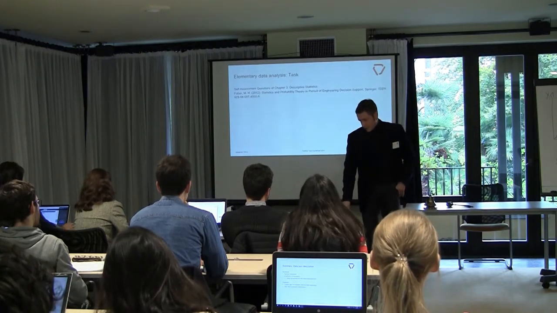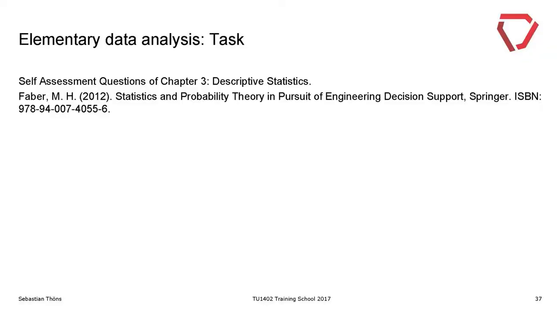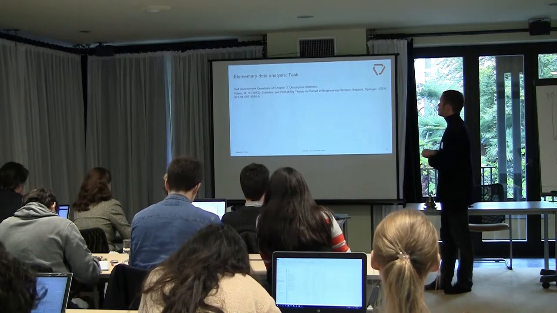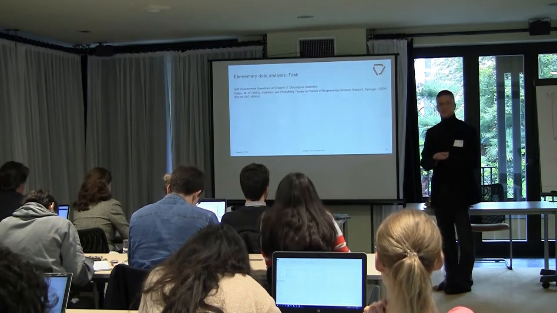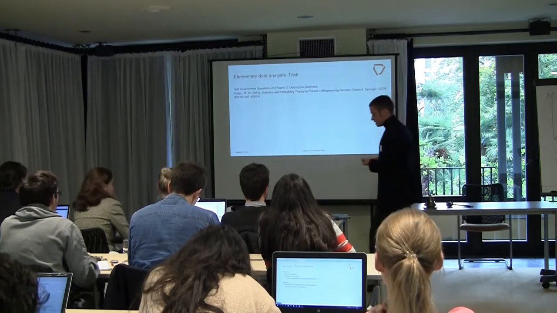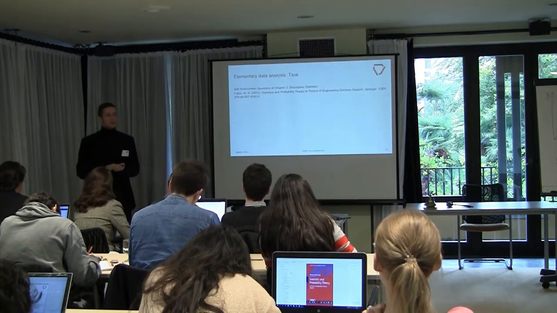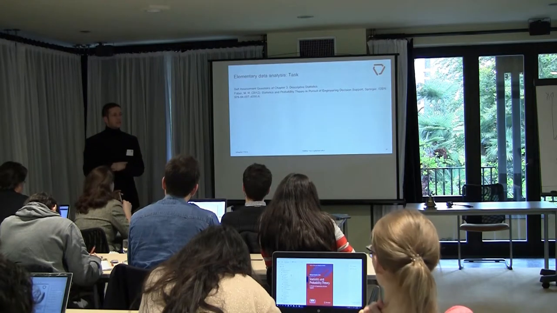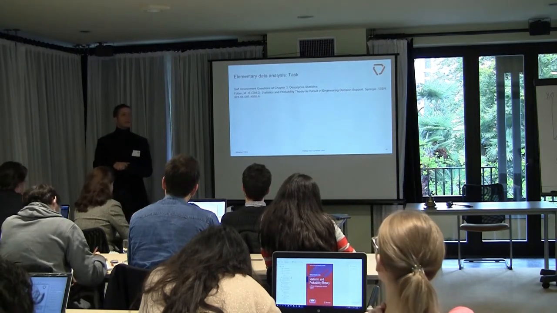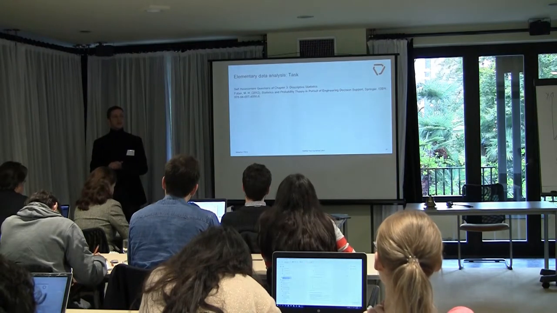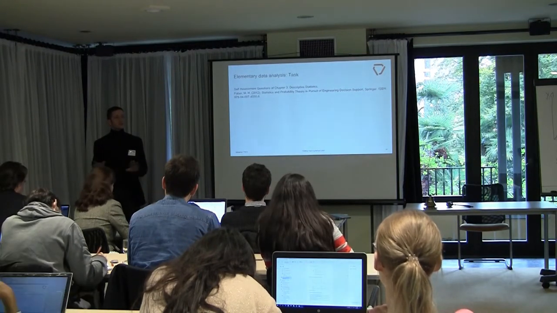Okay, and then we have the task for this lecture in the afternoon, and that's basically going through the self-assessment of chapter 3 in the book of Michael Faber, Statistics and Probability Theory in Pursuit of Engineering Decision Support. So, thank you. Please do this in the afternoon. There will also be a lecturer around, and it can be, I think, in this room. And yeah, we will tell you whether there are other rooms available so that you may work in groups.